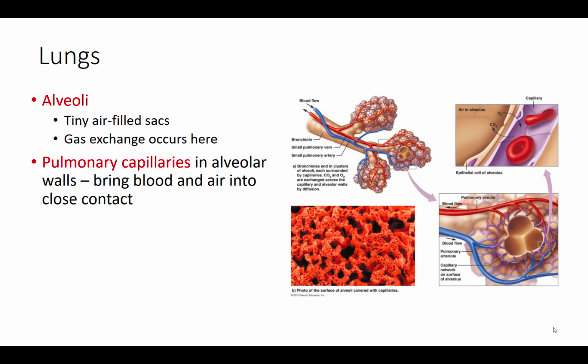The main tissue of the lung consists of small air-filled sacs called alveoli. On the outer surface of the alveoli there are blood vessels called the pulmonary capillaries. Through the wall of the alveolar sac, gas exchange happens between the air that fills the alveolar sacs and the blood running in the pulmonary capillaries.